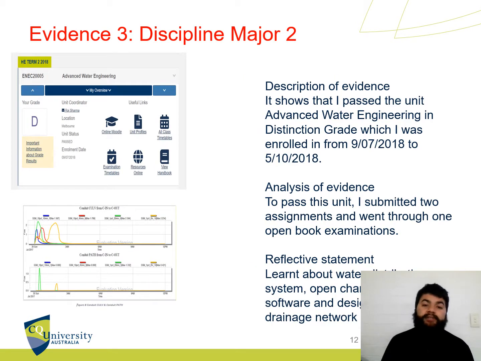In discipline measure 2, I was enrolled in 9th July 2018 to 5th October 2018. And to pass this unit, I submitted two assignments and went through one open book examination. I learned about the water distribution system, open channel flow, and many more.